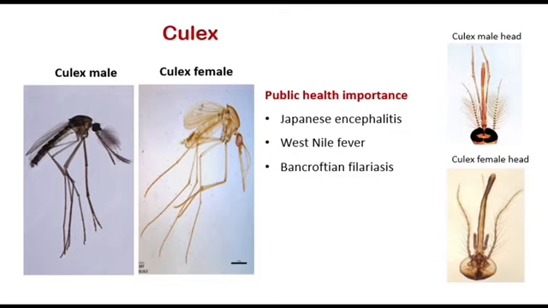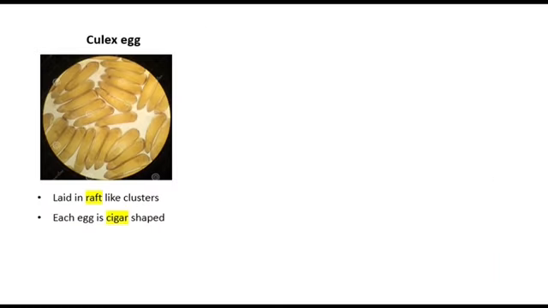Culex mosquito has uniform wings. The male and female can be differentiated by the bushy antenna of the male. In males, the palpi is longer than the proboscis and bent outward, whereas in females, the palpi is shorter than the proboscis. The Culex mosquito is the vector of Japanese encephalitis, West Nile fever, and Bancroftian filariasis.